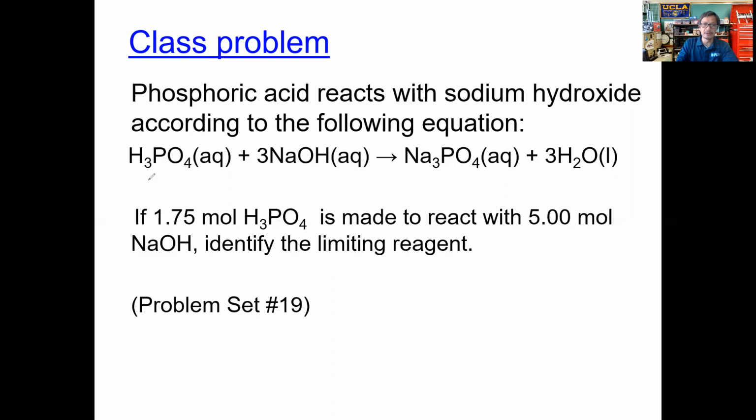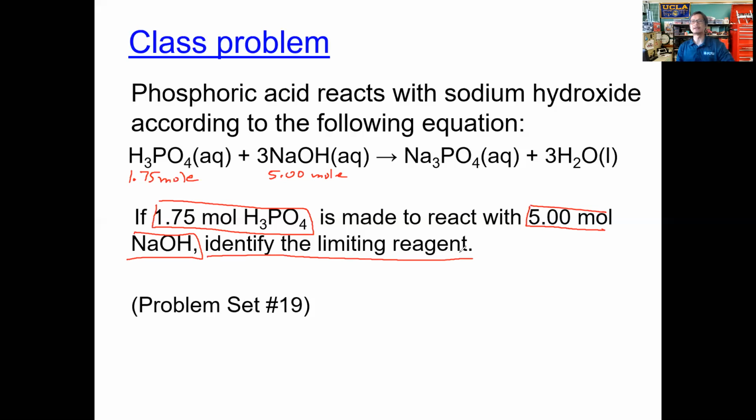We are told that we have 1.75 moles of phosphoric acid. Let's go and write that down. So that's what we're given. We have 1.75. If you notice here, the unit now is moles, not mass, not volume. But that's okay. We can still go ahead and work this problem out. We are also told that we have 5 moles of sodium hydroxide here. So let's write that down. We have 5 moles of sodium hydroxide. And they're asking us to find the limiting reagent.